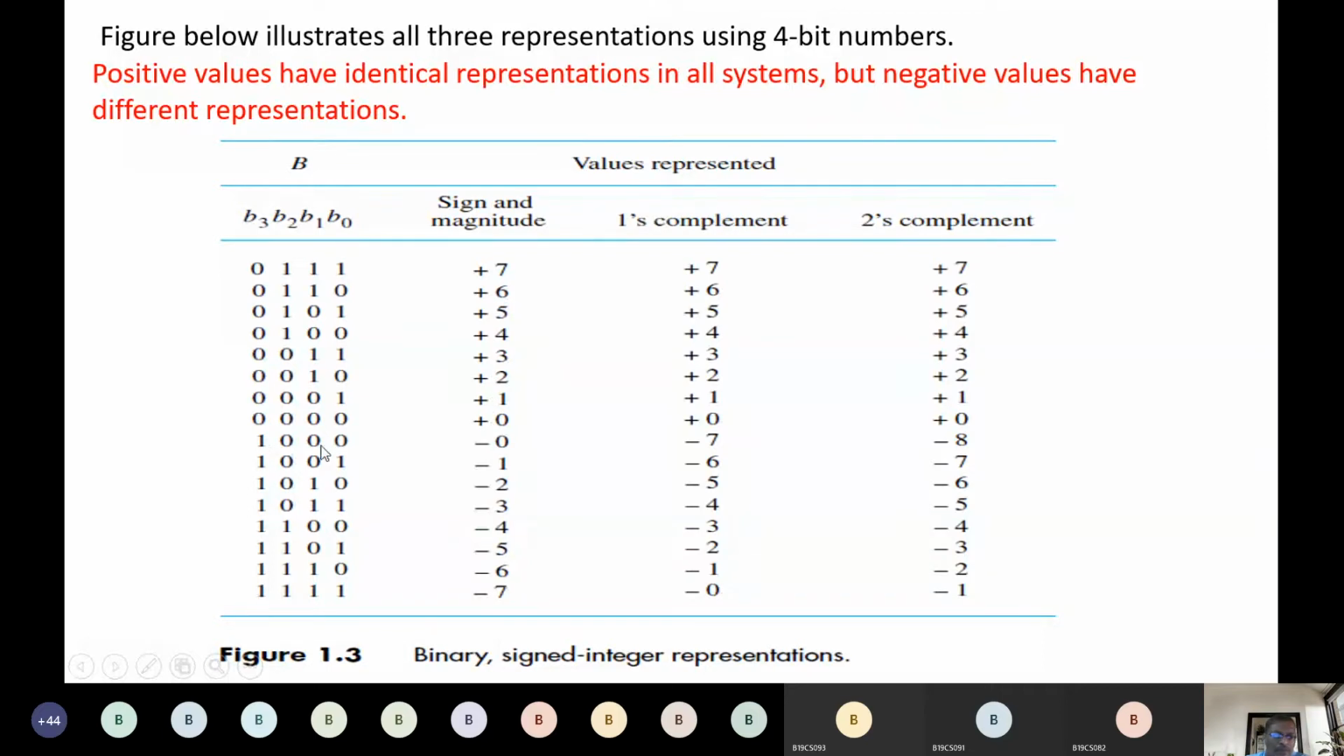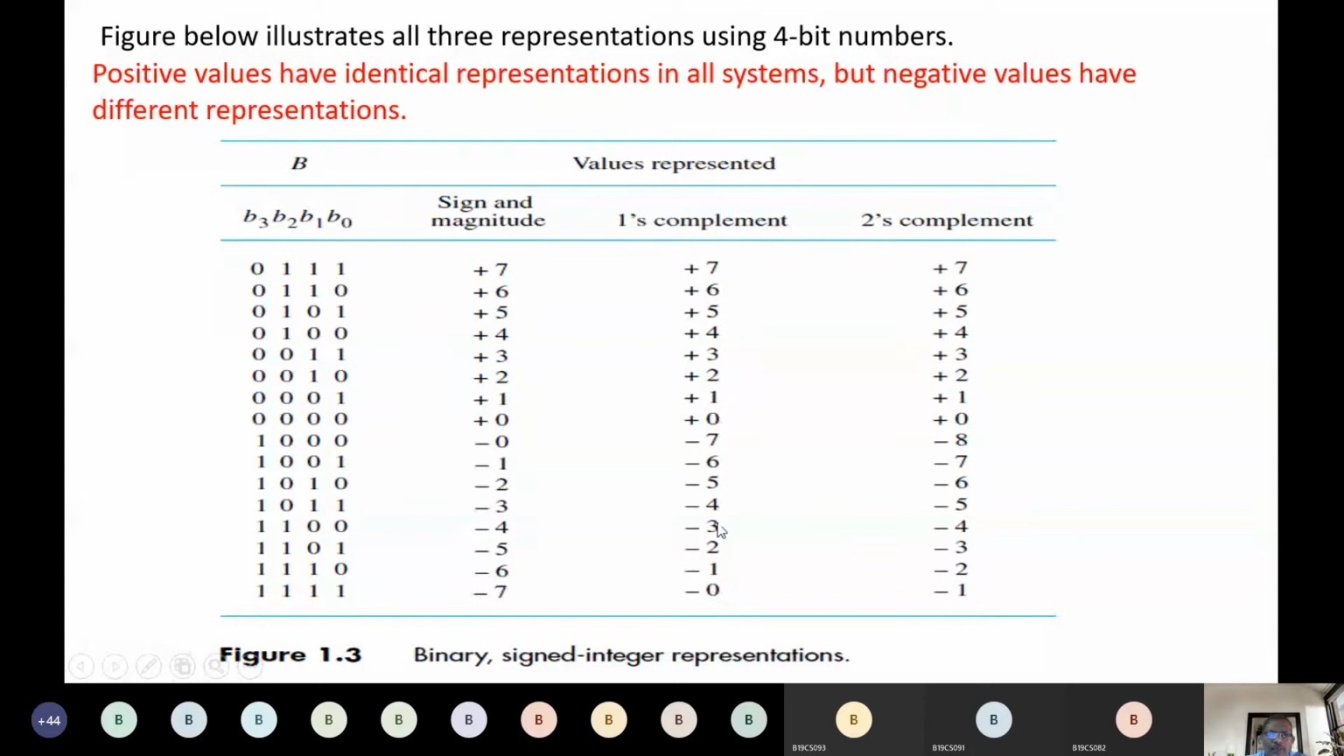And similarly when we come here, you can see 1 means it's negative and the remaining 3 zeros mean 0. So in sign magnitude, the first bit, the most significant bit, represents the sign. 1 means minus, and 0 1 0 means 2. Similarly here, 1 means minus and 0 1 1 is 3, and so on.